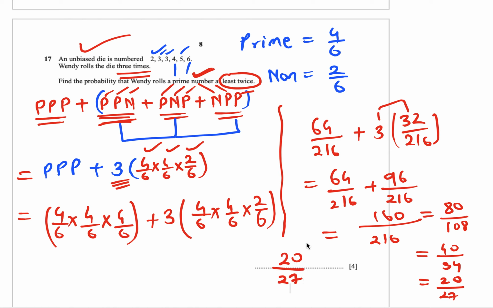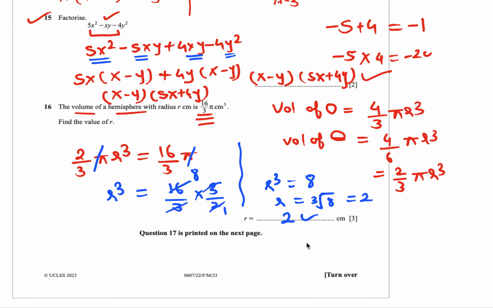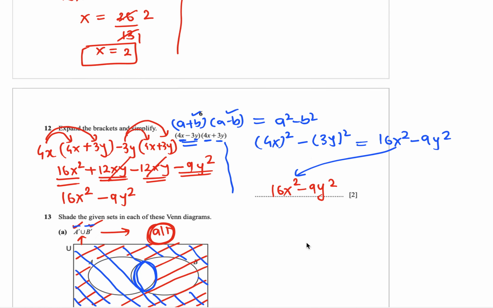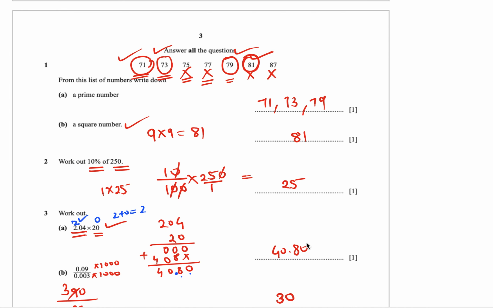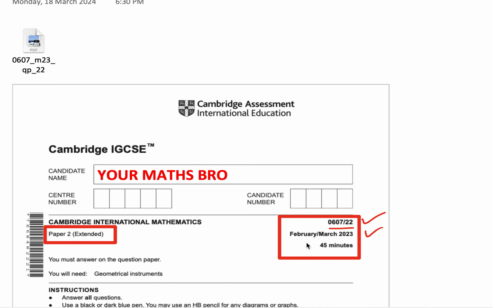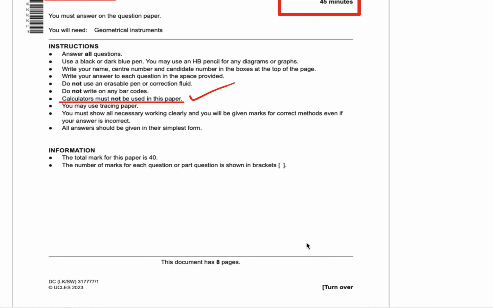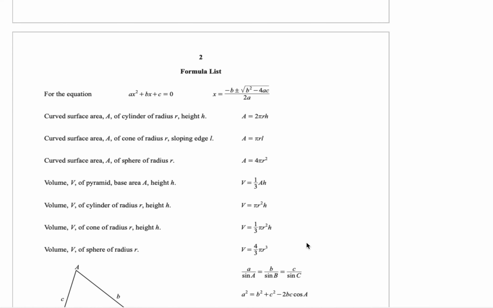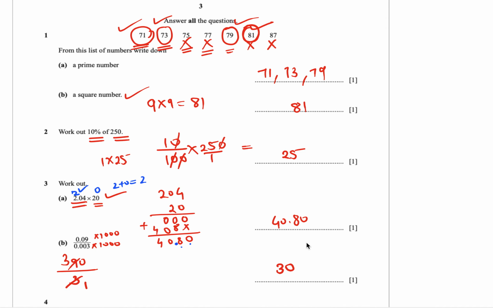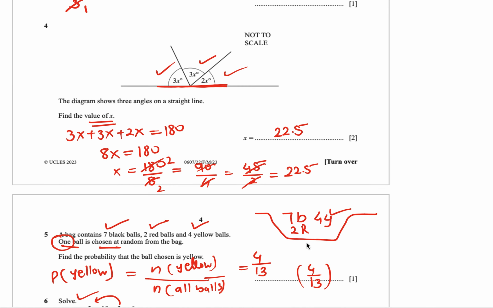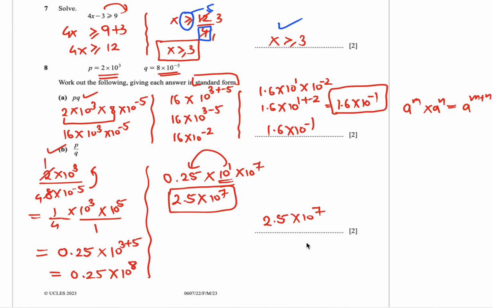So guys, this is the end of your question paper, February March 2023, 0607. So this is the way we have solved it. We have tried our best to provide you the actual video solution with proper understanding and proper thought process, of how you can finish paper 2 of Cambridge International Mathematics 0607.